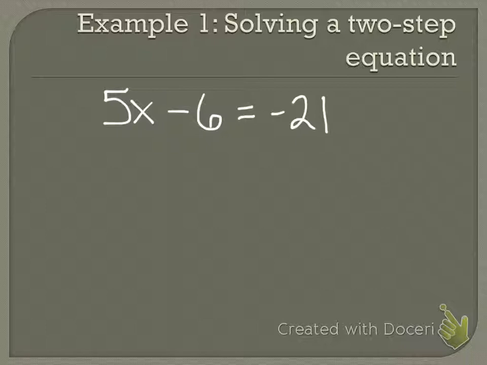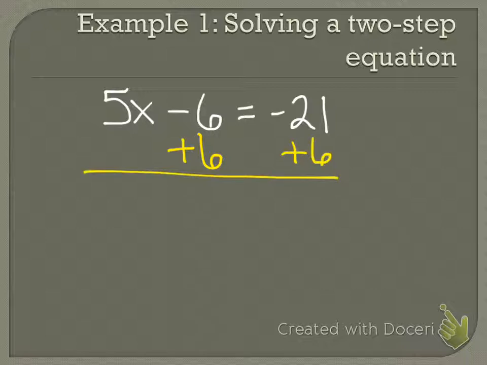Now, with a two-step equation, obviously there's going to be more than one step here. I need to first get all of the numbers not attached to my variable to the other side first. So I need to add 6, because negative 6 plus 6 cancels, and I'm still doing the opposite. Whatever I do to one side, I must do to the other. And then I bring my 5x down. Now I'm left with 5x on the left.